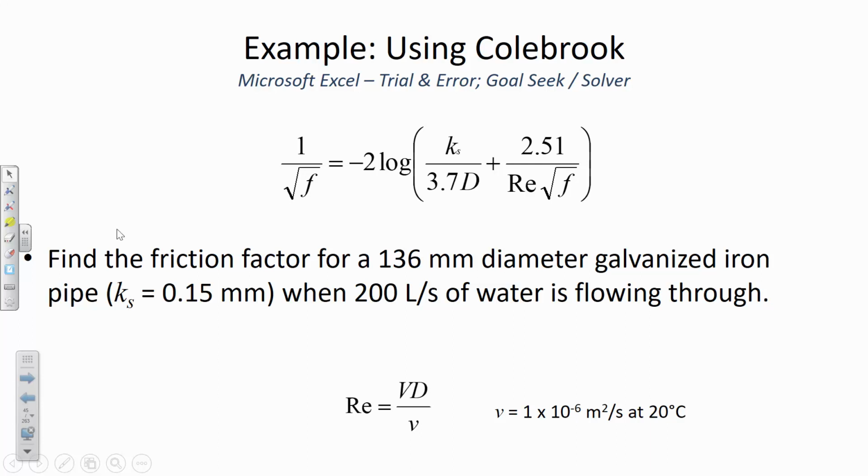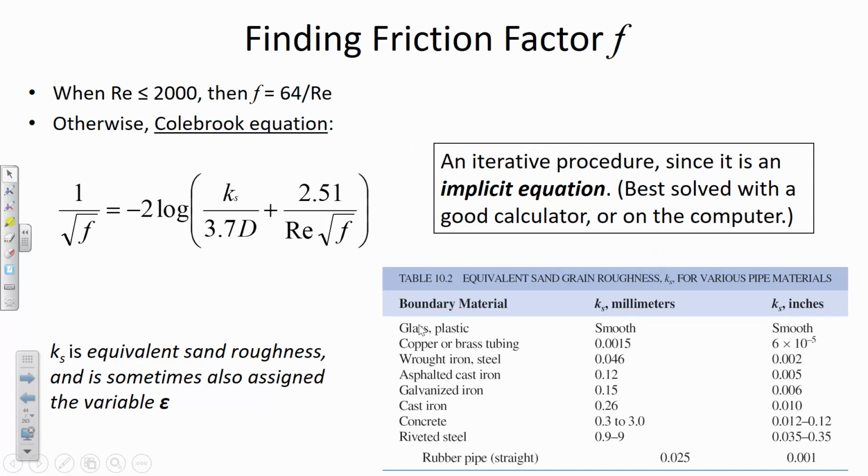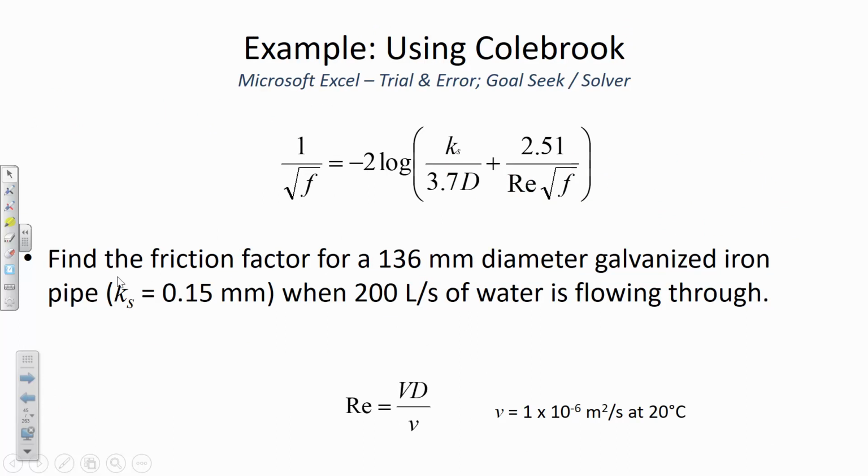Okay, so the situation that's described here is that we have a certain pipe. It's a 136 millimeter diameter, galvanized iron pipe. If we go to a table of equivalent sand roughness, you can see that galvanized iron has an equivalent sand roughness of 0.15 millimeters. That's where this data comes from; you've got that information in your text. And then we have a flow rate of 200 liters per second going through the pipe. Now, this is the typical kinematic viscosity for water at 20 degrees Celsius.